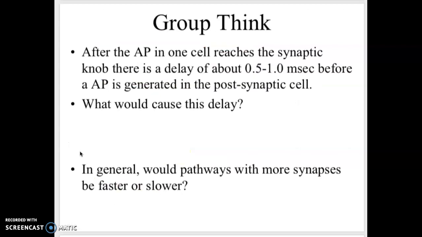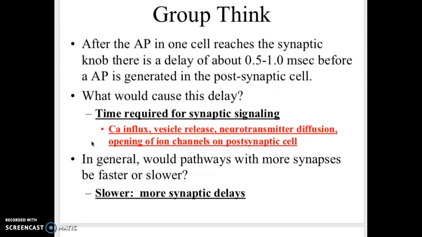After the action potential in one cell reaches the synaptic knob, there's a delay of about half to 1 millisecond before an action potential is generated in the postsynaptic cell. What would cause this? And would pathways with more synapses be faster or slower? Pause, write down your answer, and then continue to see the answer. This delay is required for the synaptic signaling. If you remember all those steps that need to happen in order to have signaling. And in general, the more synapses, the slower.